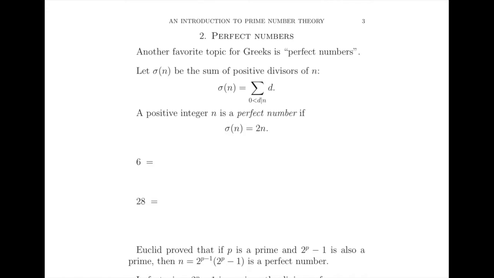Let sigma(n) be the sum of divisors of n. That is, sigma(n) is the summation of d, where d runs over all positive divisors of n. And a positive integer n is called a perfect number if sigma(n) is equal to 2n.